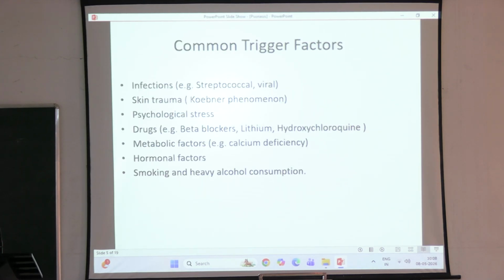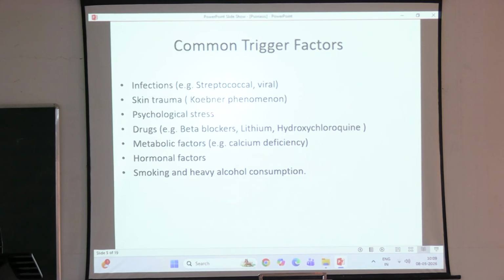Now coming to the common triggering factors. What are the common triggering factors of the disease? There are some triggering factors which can exacerbate the disease. Most important is infection, that is streptococcal infection and viral infection, number one. Number two is skin trauma, also known as the Koebner phenomenon. That means psoriatic lesions develop along the line of trauma or injury. This is known as the isomorphic phenomenon or Koebner phenomenon.